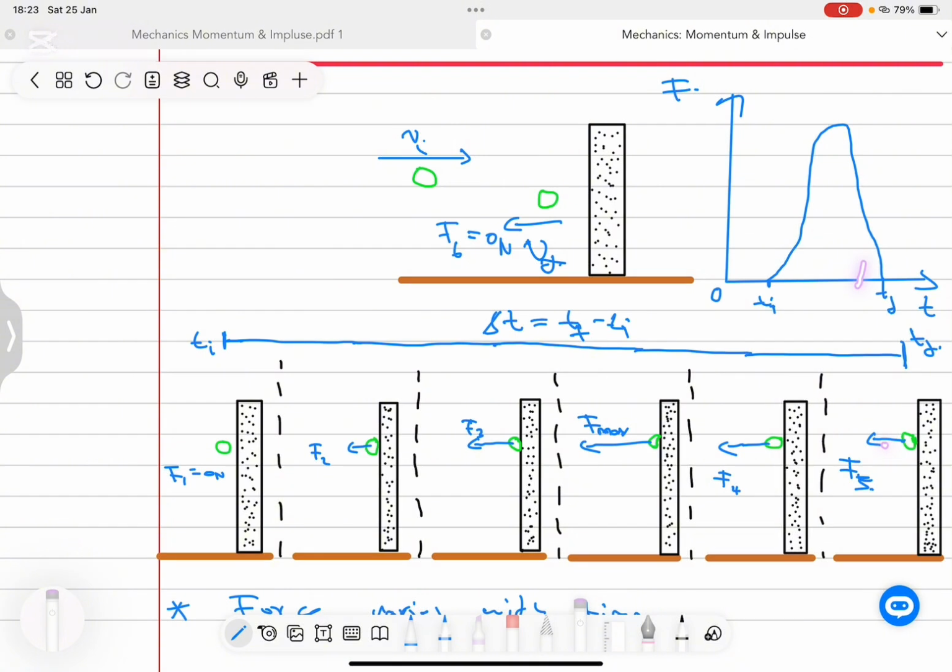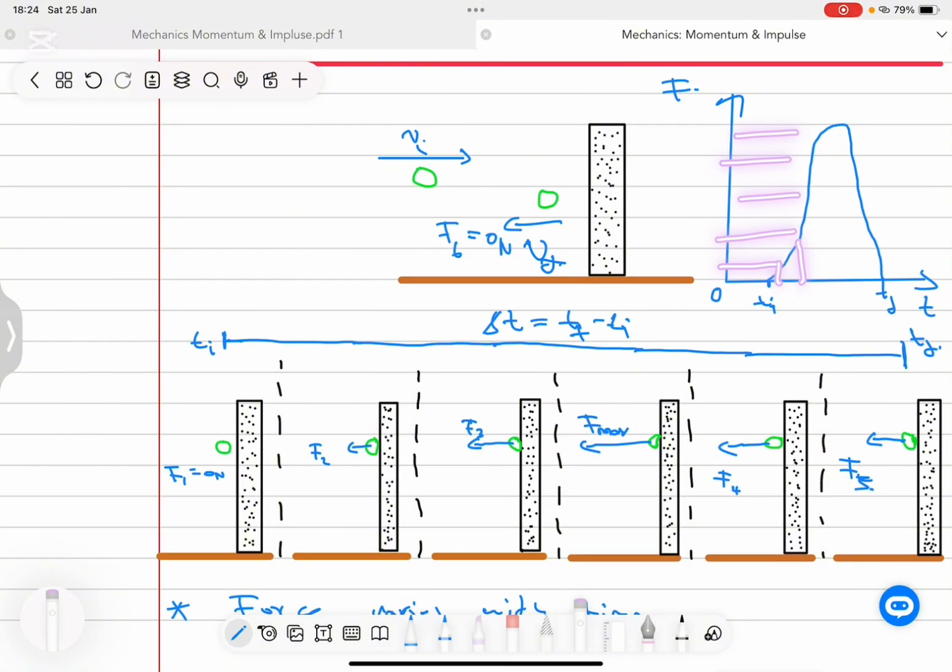Then as the time goes on, that force continues to decrease. It's getting smaller. We are now here at F5. Then eventually the ball has changed direction. It's not in contact anymore with the wall. Then we measure here the t final. That's the t final, and the force is 0. That's why we say the force is varying.